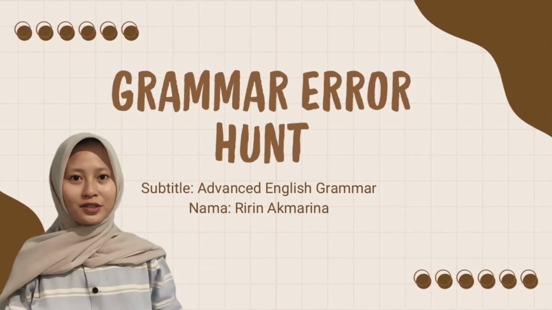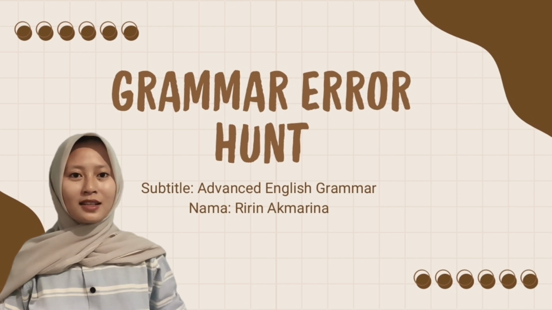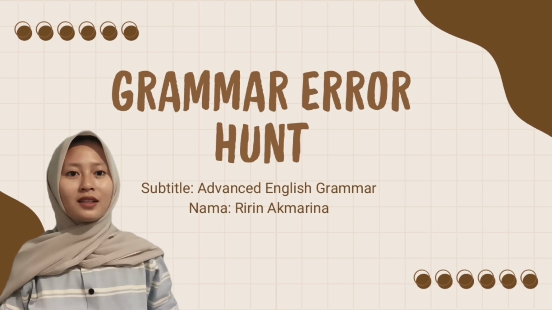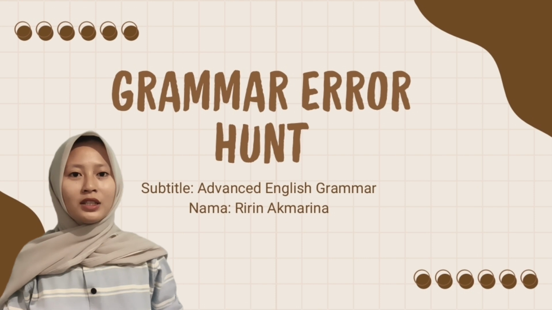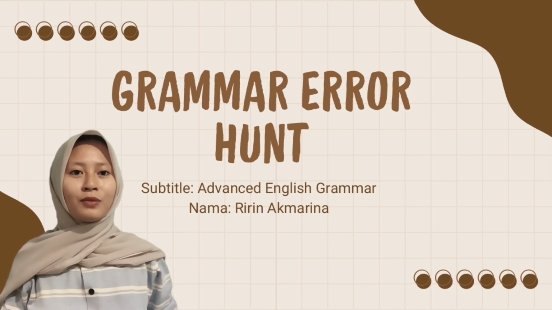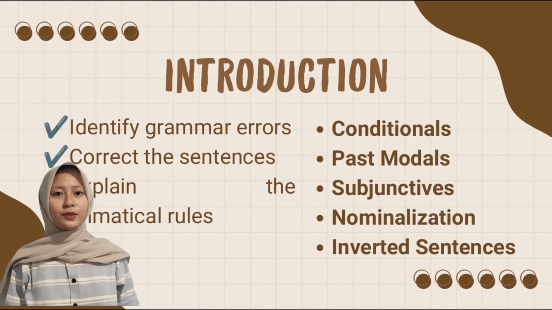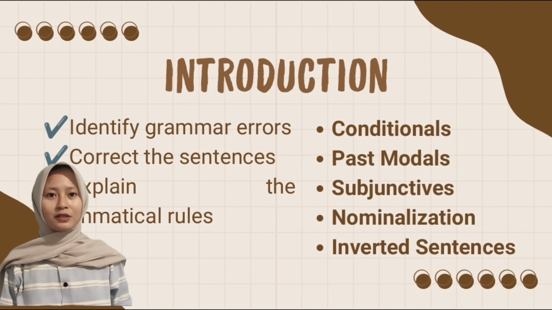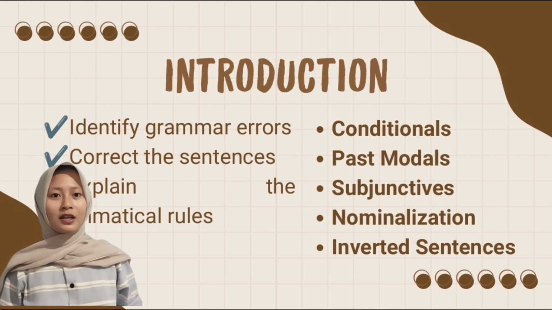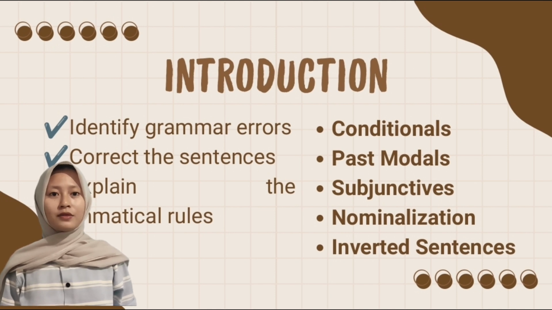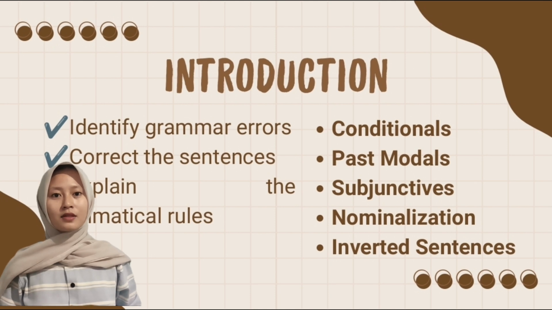In this presentation, I will explain 10 grammatical errors taken from advanced English grammar topics. For each sentence, I will identify the error, provide the correct form, and explain the grammatical rule behind the correction. The objectives of this presentation are to identify grammar errors, correct them, and explain the grammatical rules. The topics covered include conditionals, past modals, subjunctives, nominalization, and inverted sentences.